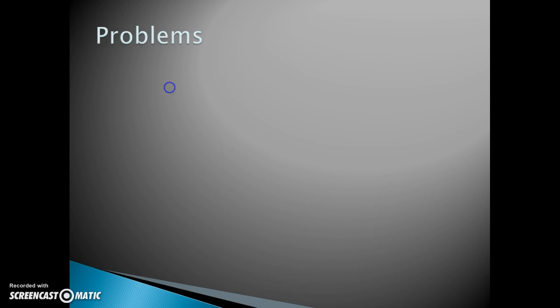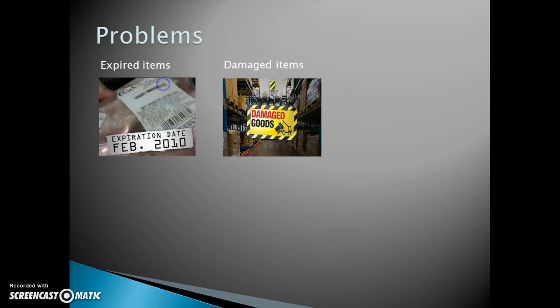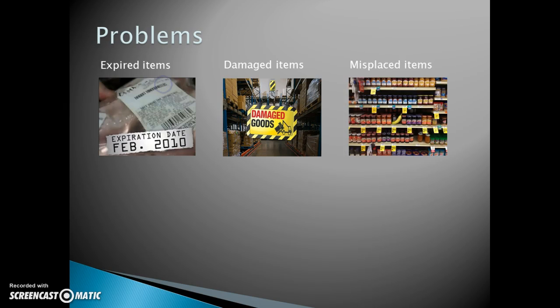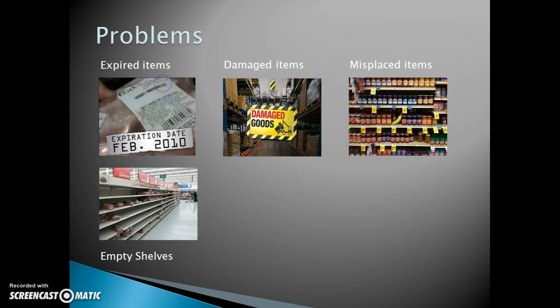So what are the problems with this restocking process? Manual monitoring is required for verifying any expired items, verifying any damaged goods, and additional effort for looking up the misplaced items and replacing them in their specific position, and then monitoring for any empty shelves.